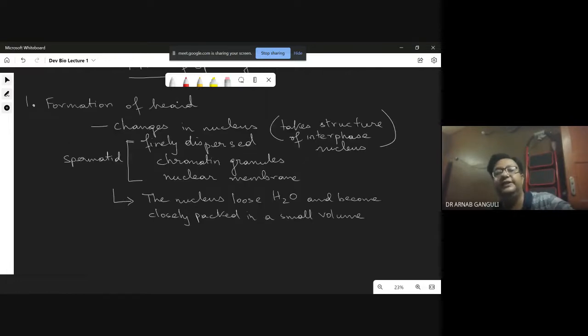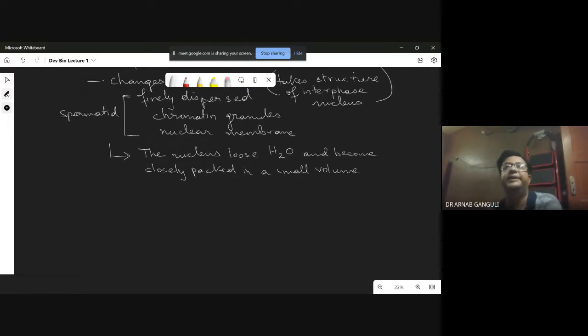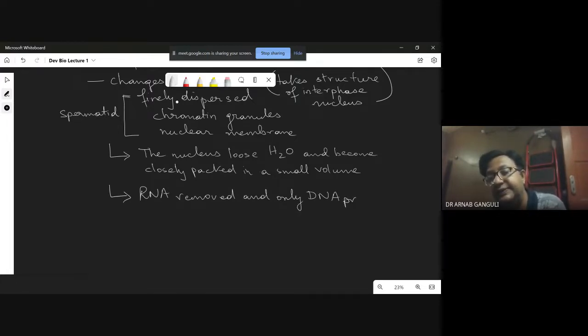I will draw these figures a bit later, but first let me explain what the steps are. In the nucleus, there is lots of RNA. It is removed and only DNA is there. So the water goes away totally.